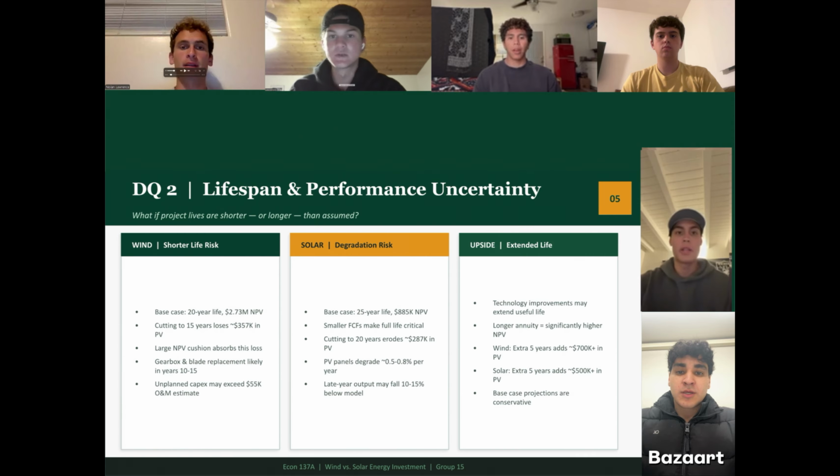If the wind turbine only lasts 15 years instead of 20, the university would lose about $357,000 in present value. That represents 5 years of roughly $526,000 in annual cash flow, discounted back. Even with that loss, though, wind's $2.7 million NPV is large enough to absorb the impact.